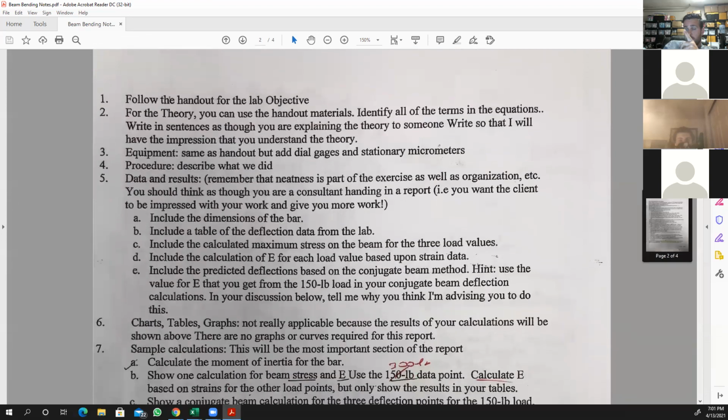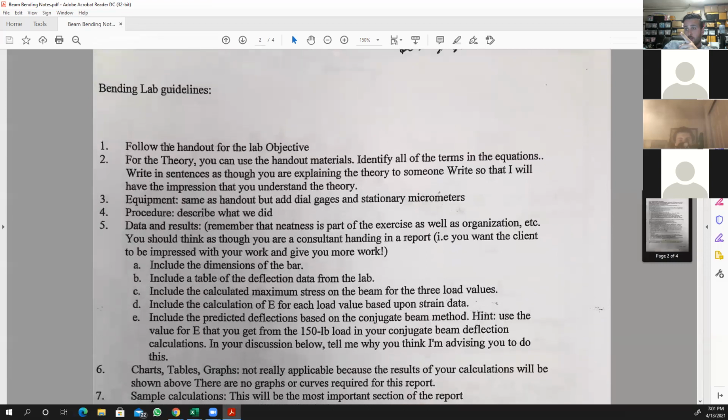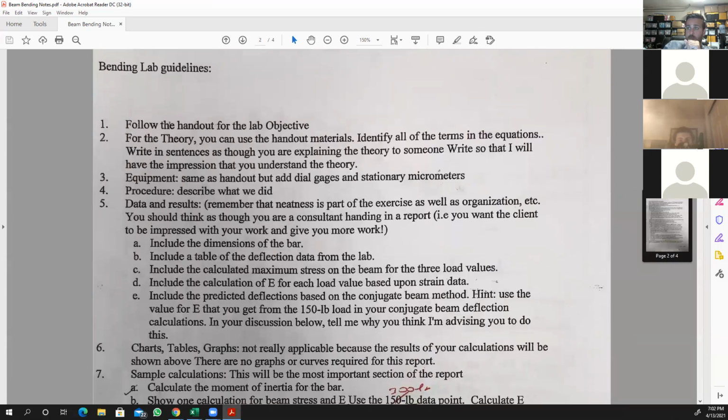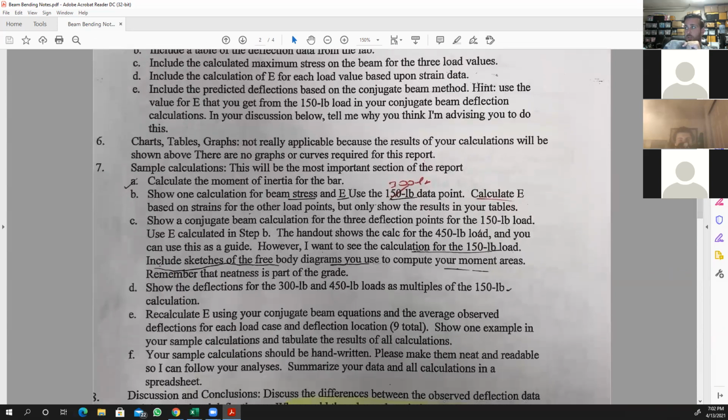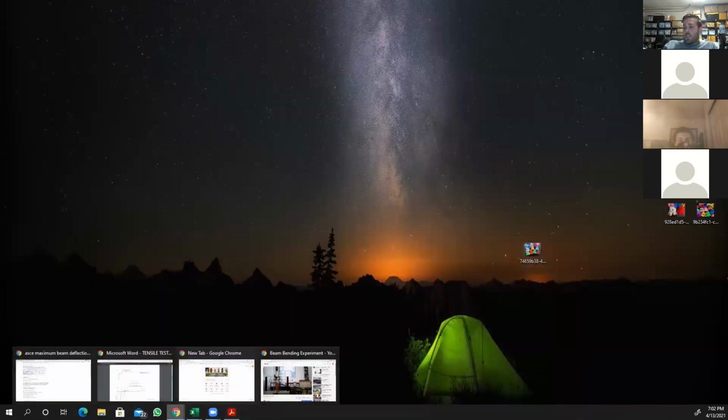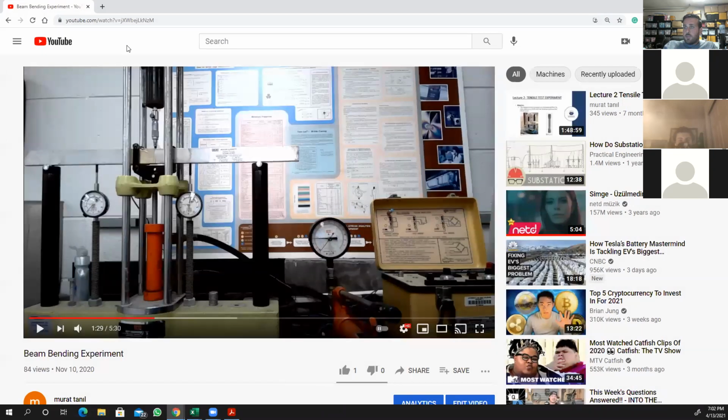Also, in the meantime, please take a look at the beam bending lab guidelines. It gives you a step-by-step explanation of how to develop your report, especially your calculations section of your report. And don't forget to watch this video. I'm going to post everything on Moodle in a few hours.